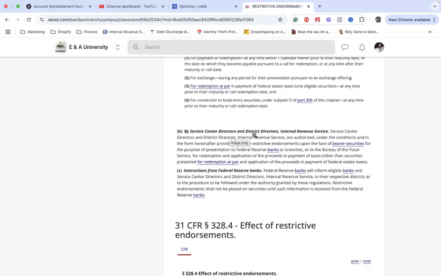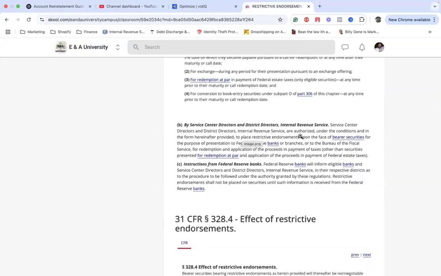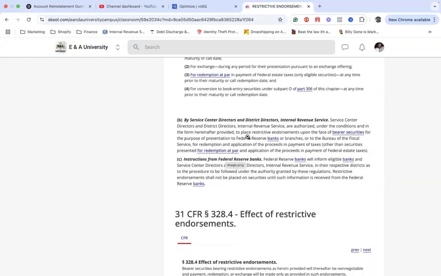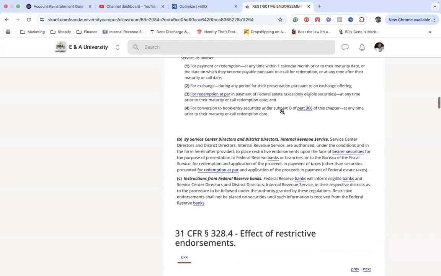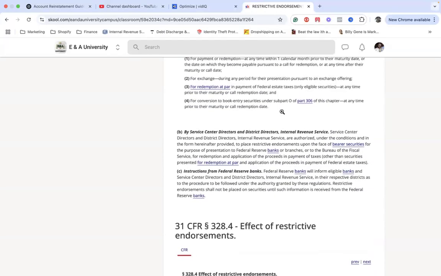By service center directors and district directors, Internal Revenue Service. Service center directors and district directors, Internal Revenue Service, are authorized under the conditions and form herein provided to place restrictive endorsements upon the face of bearer securities for the purpose of presentation to Federal Reserve banks or branches, or to the Bureau of Fiscal Services for redemption and application of proceeds and payment of taxes. Again, it's literally saying the same thing. They're allowed to do the same thing.